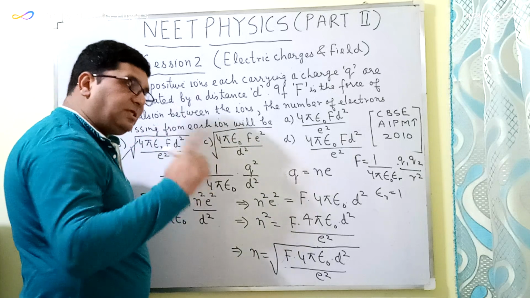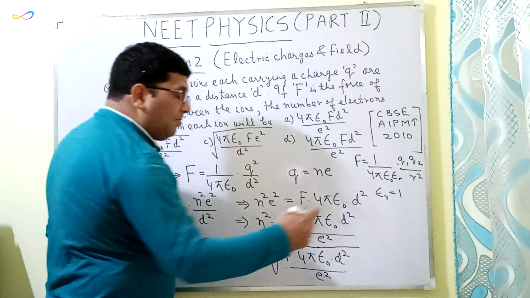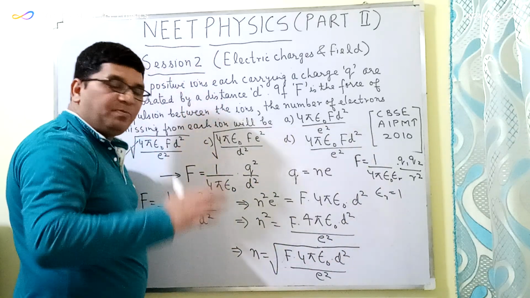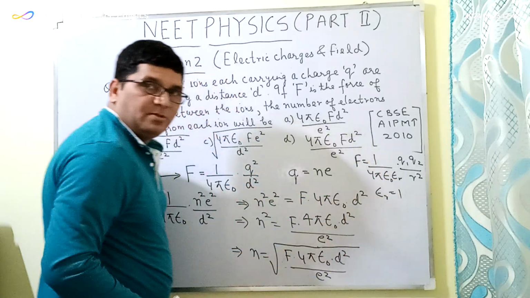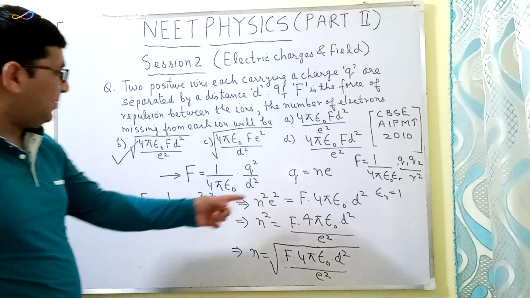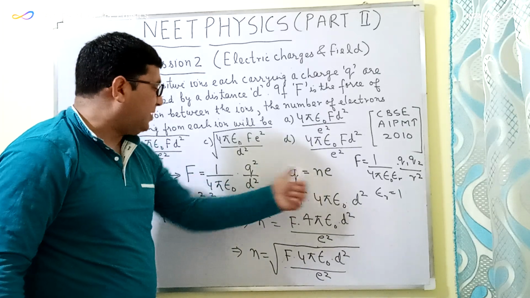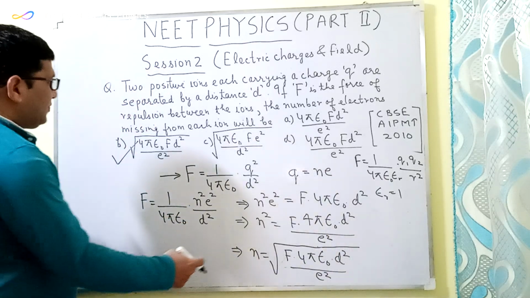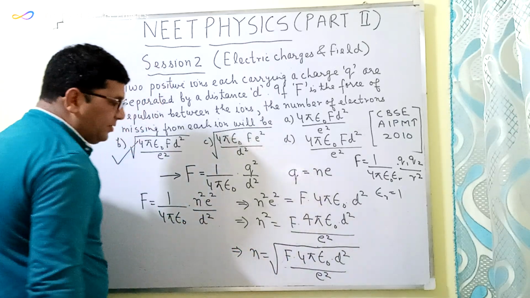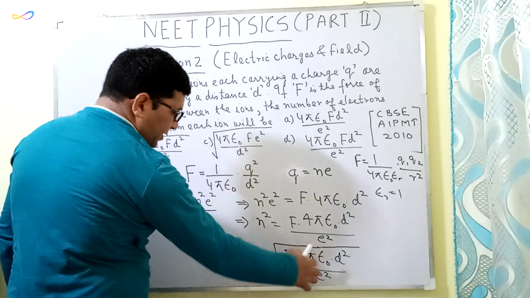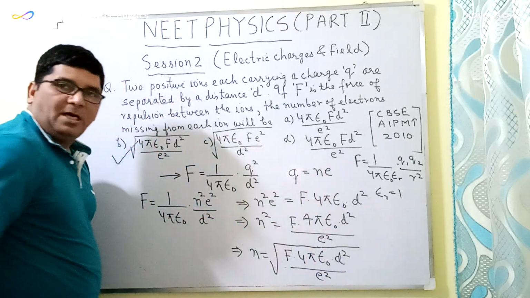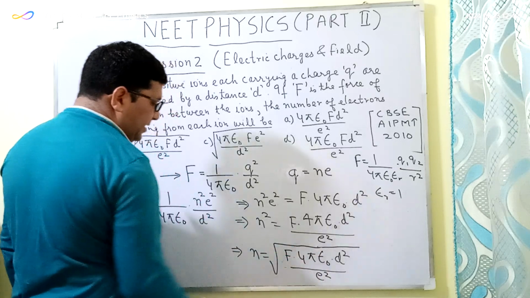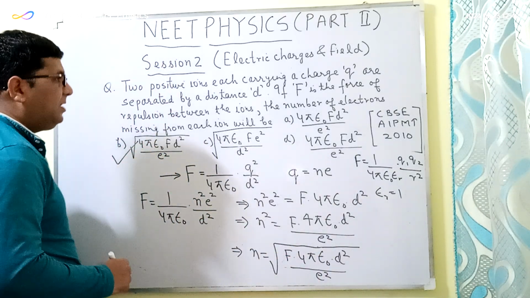If these charges are existing in some medium, then the value of the relative permittivity of that medium has to be taken into account. Then we substitute the value of q, which is equal to ne, in this equation, and finally we have got the number of electrons which are missing from each ion as under root of F into 4 pi epsilon naught into d square divided by e square. So the correct option here is B.